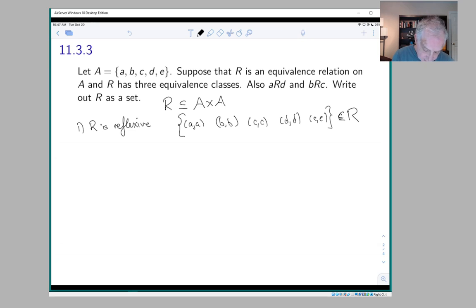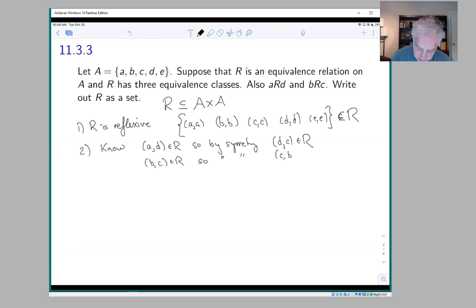Now, we also know, because it's given in the problem, that AD is in R, and because of symmetry, it must also be the case that DA is in R, and similarly we know that BC is in R, so by symmetry CB is in R. Sorry, I don't know where I got that from. This should be DA. BC is in R, so CB is in R.